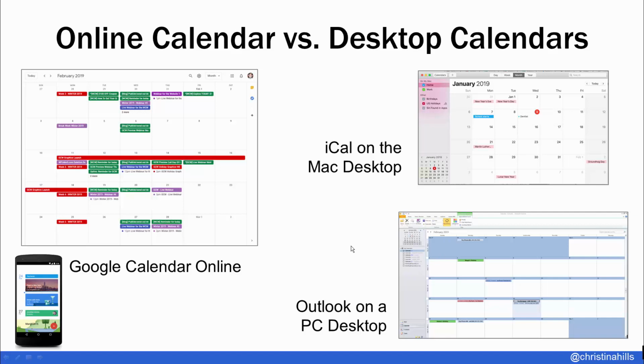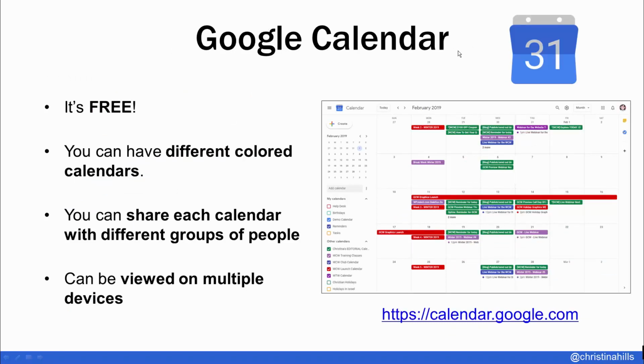Back when I switched to Google Calendar, and I don't remember the year, I'm going to guess it was probably around 2008, somewhere around there. I used to use Outlook and I dropped it. I stopped using it because I needed a calendar system that my VA and I could both access at the same time. So we are focusing on Google Calendar.